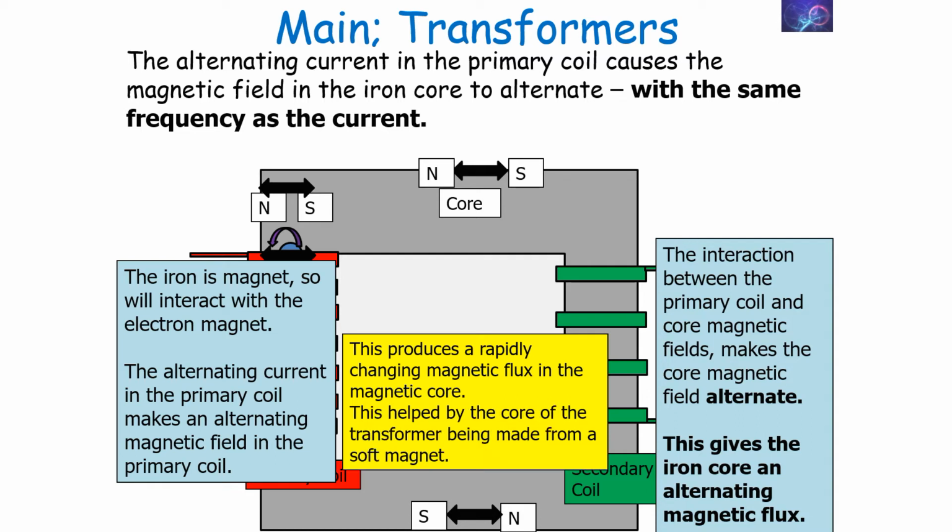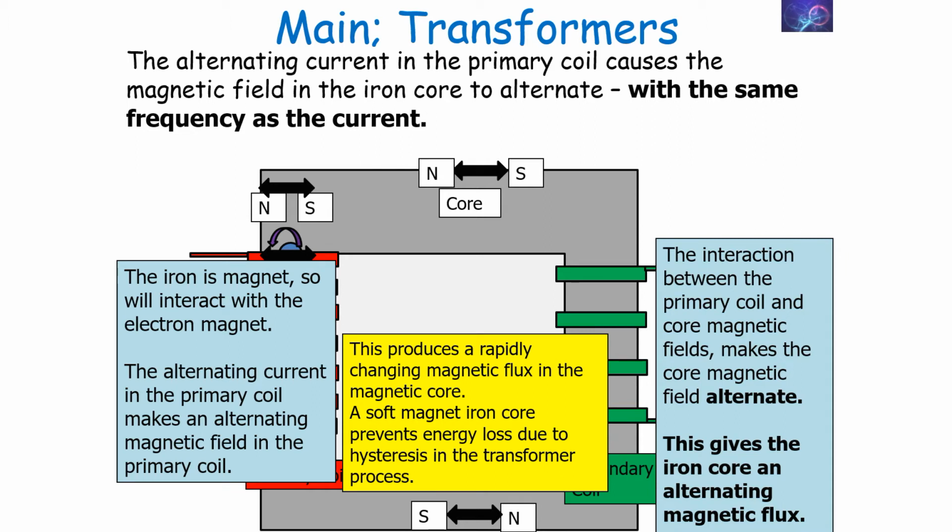Now this is helped by the core of the transformer being made from a soft magnet, because remember we said a soft magnet iron core prevents energy loss due to hysteresis in the transformer process, because a hard magnetic core will dissipate energy to the surroundings when its magnetic field alternates.